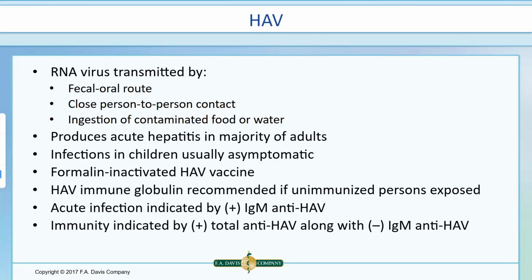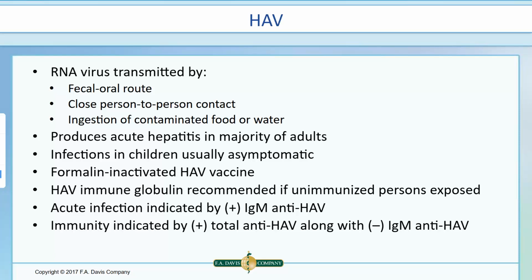So hepatitis A is an RNA virus. It's transmitted by the fecal oral route, close person-to-person contact, ingestion of contaminated food or water. It produces acute hepatitis in the majority of adults. Infection in children is usually asymptomatic. Formalin inactivated HAV vaccine exists. HAV immunoglobulin is recommended if an unimmunized person is exposed. Acute infection is indicated by a positive IgM anti-HAV antibodies. Immunity is indicated by positive total anti-HAV along with a negative IgM anti-HAV.